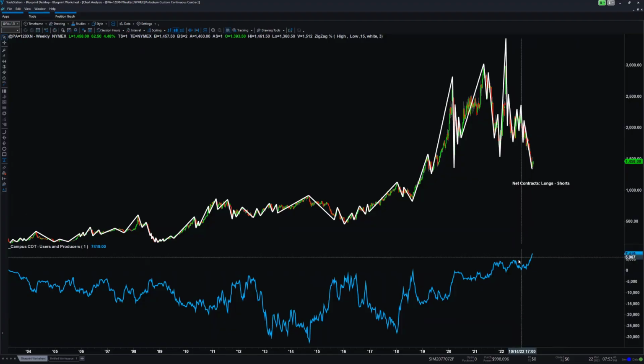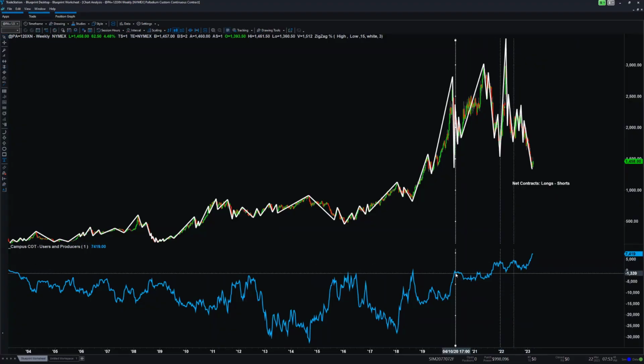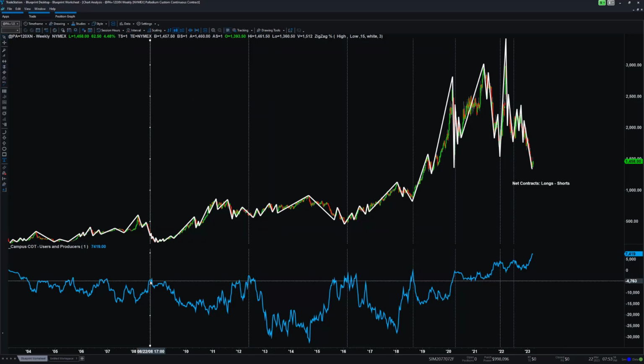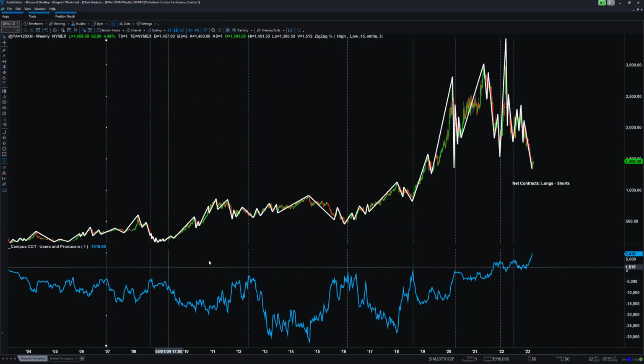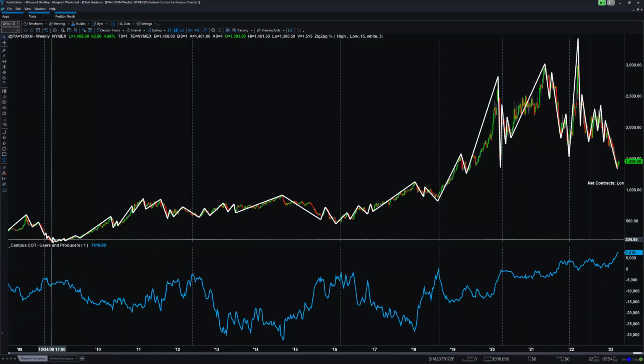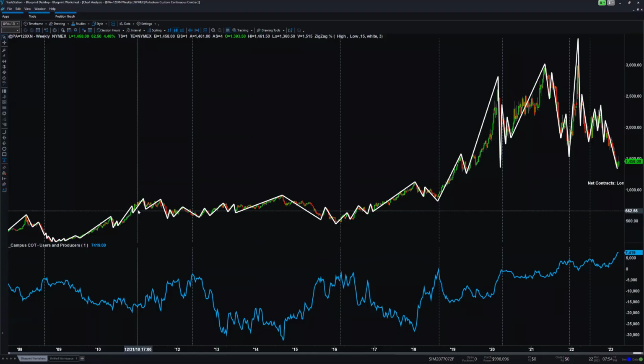compared to this, this was a high reading, this was a high reading, and so on. So what do all of these have in common? All of these have one thing in common: they eventually led to multi-year bull markets in palladium. So right here in 2009, this led to a multi-year bull market in palladium.